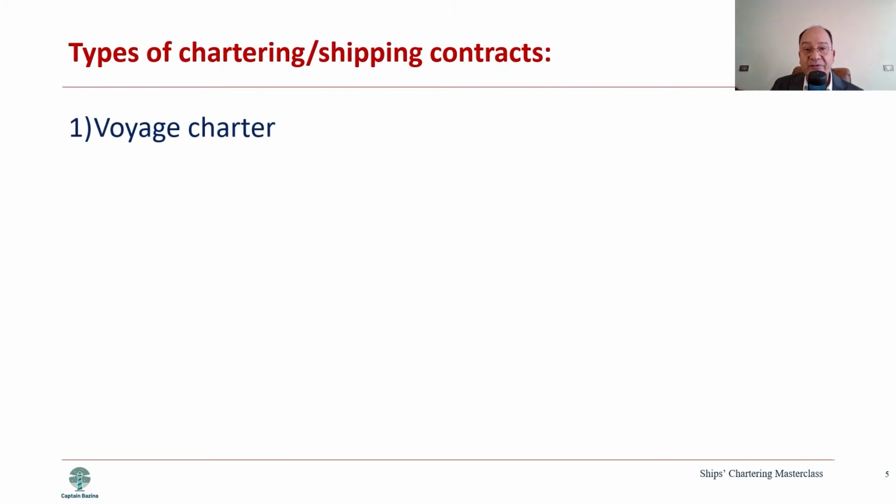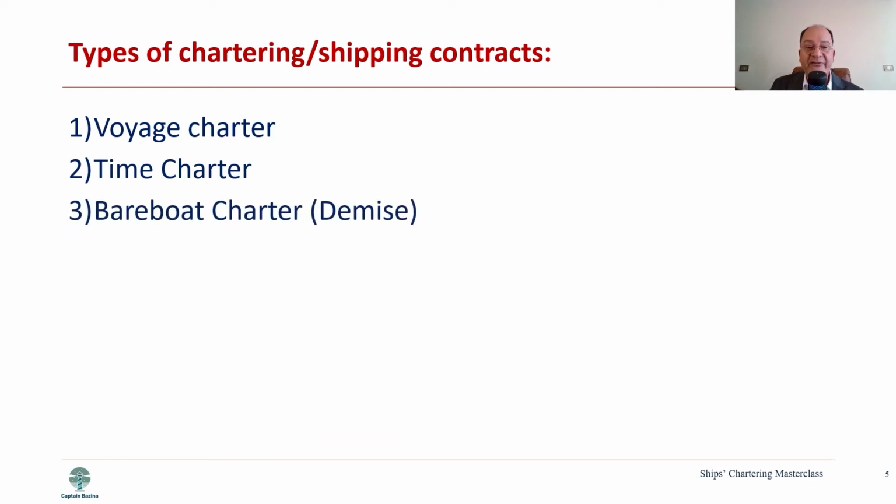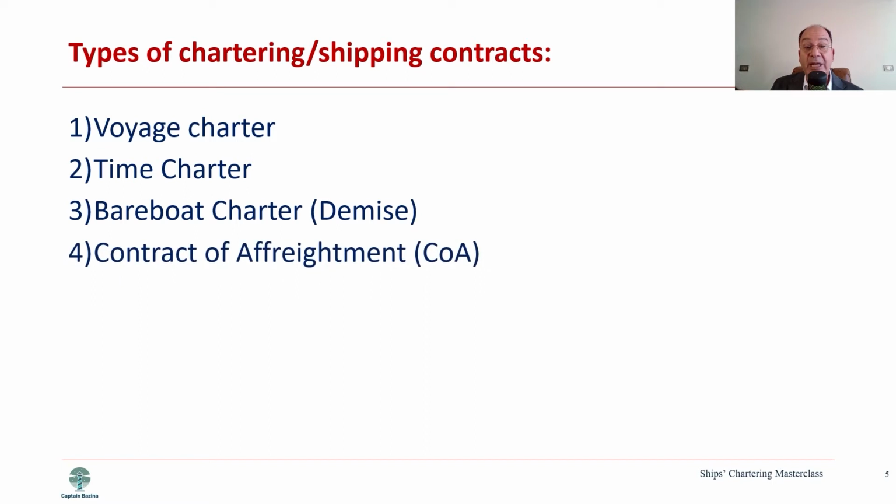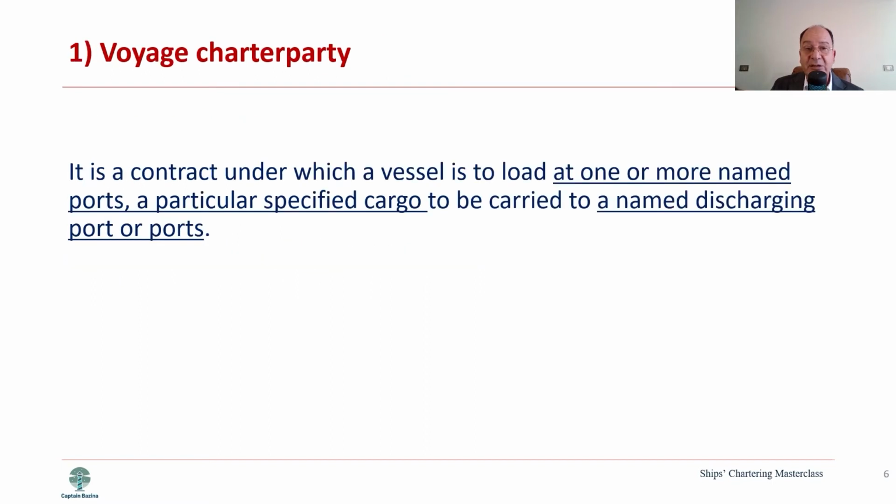We have the types of the shipping contract or charter parties. We have voyage charter, we have time charter, we have bareboat charter or demise charter, we have contract of affreightment. Let's start with an overview of voyage charter.